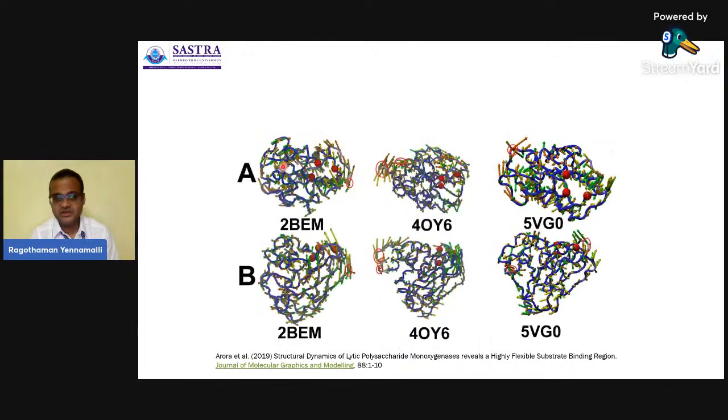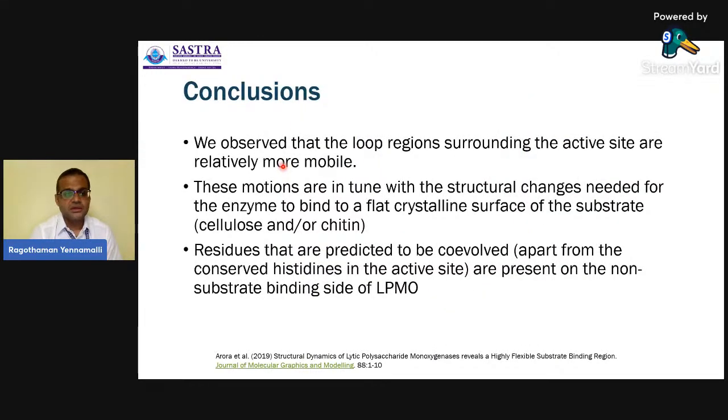And depending on which family we were looking at, we found the same pattern of dynamics between the different proteins. So we took the entire structural survey of the proteins and we did this study. In conclusion about that particular part, we observed that the loop regions around the active site are more mobile. Their motions are in tune with the changes that it needs for it to bind to either cellulose or chitin in an indirect way. But the residues that are predicted to be co-evolved are present on the non-substrate binding side of the LPMO, which I haven't shown the data yet.